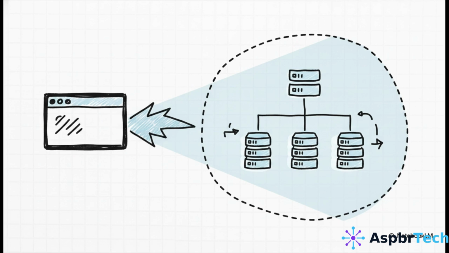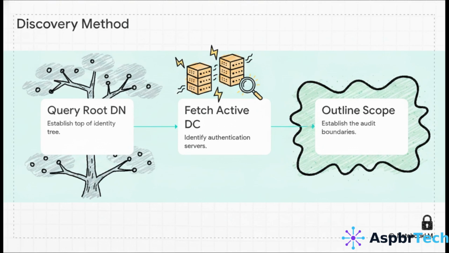For example, if you're using the Active Directory module, you'd fire off Get-ADDomain to dynamically query your root distinguished name. Then you'd lean on Get-ADDomainController -Filter * to fetch all of your active domain controllers. Think of these cmdlets as your tactical reconnaissance mission. It unlocks the visibility you need to know what you actually have to protect. Let's break this core discovery methodology down step by step so you have a solid technical blueprint.